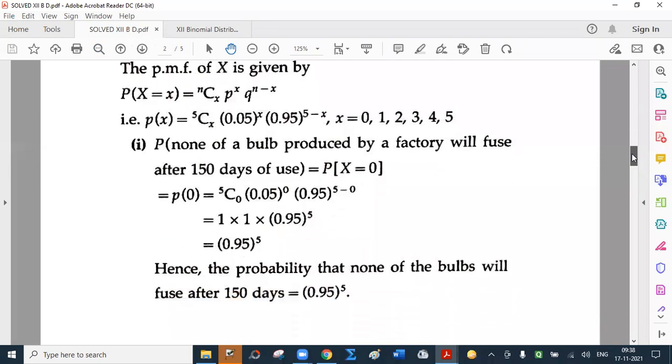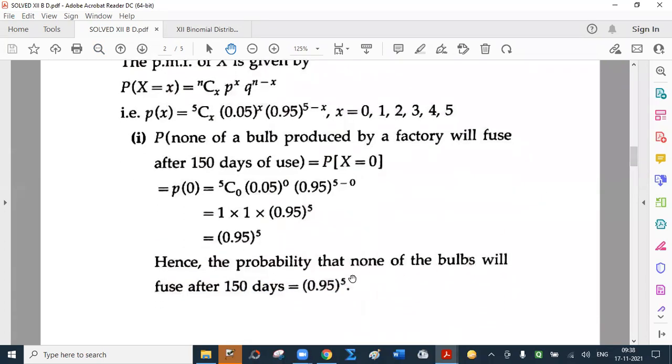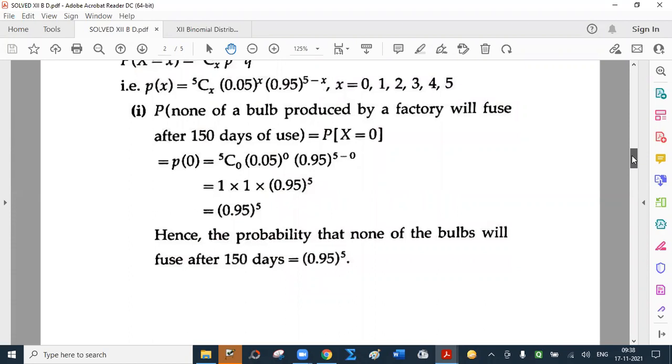Actually, if only this part is asked for 4 marks, it is better that you find this answer using log tables. But if 3 parts are asked for 4 marks, you can write the final answer in this form only.